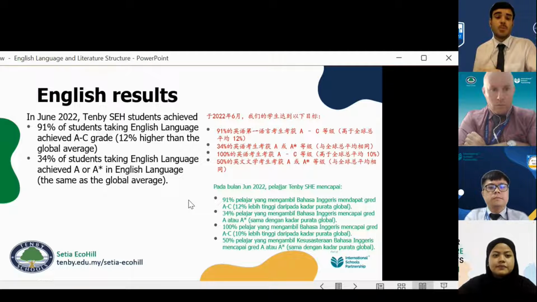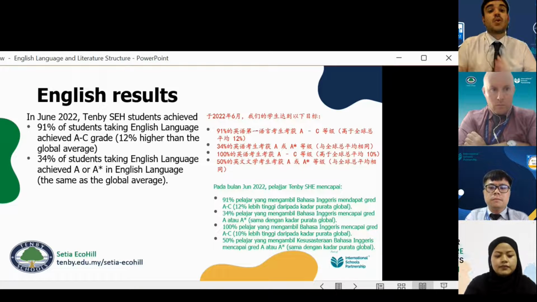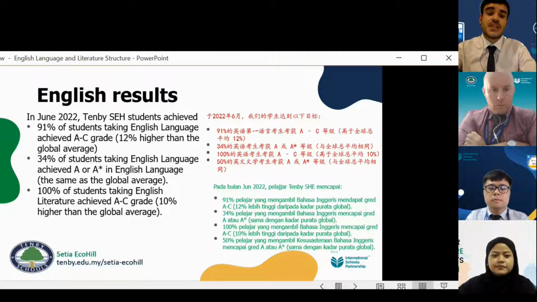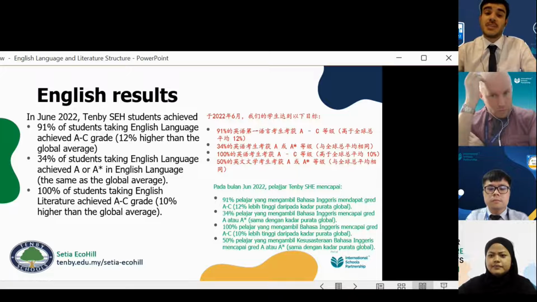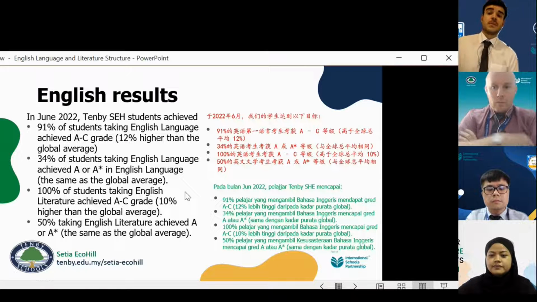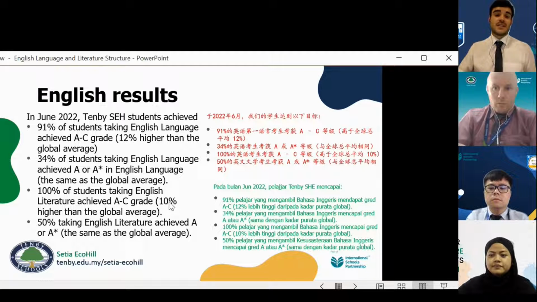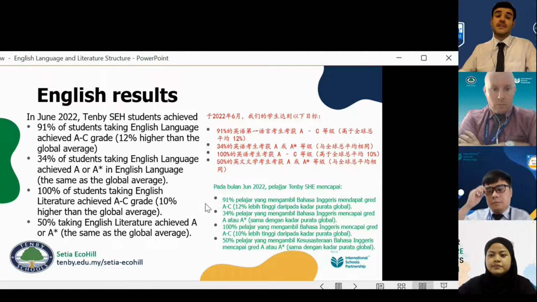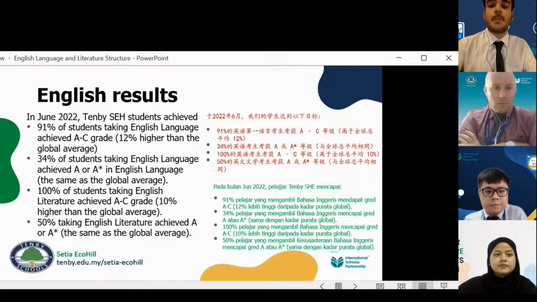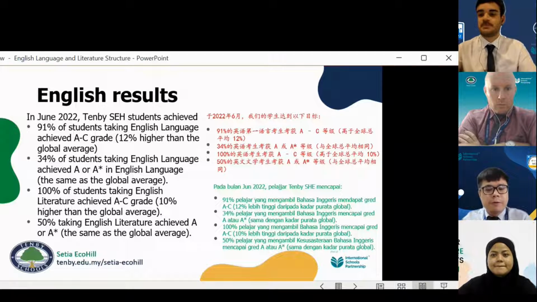This is about the same as the global average, but as you can see, this is still quite a high number. 100% of students taking English literature achieved A to C, which is again 10% higher than the global average. And finally, 50% of students taking English literature achieved A or A star, which is again about the global average. These are all for international schools. So over to you, Mr. Ng. Thank you, Mr. Edward.